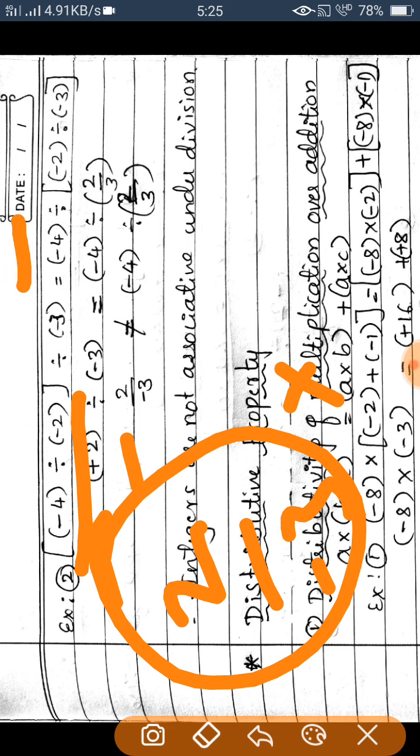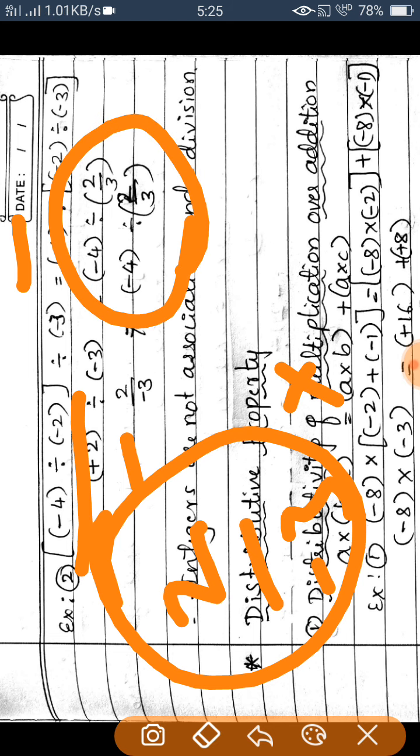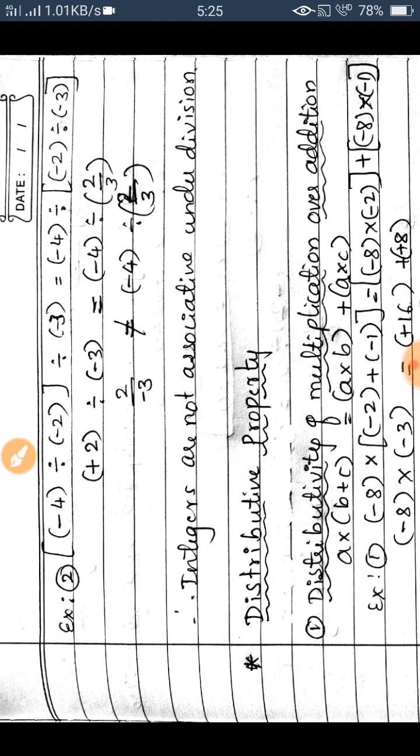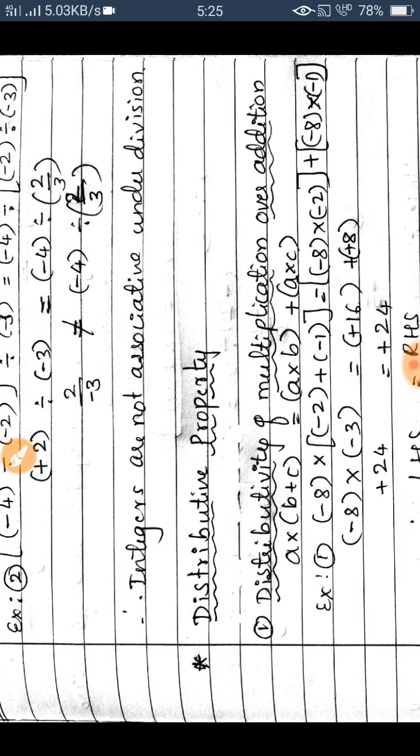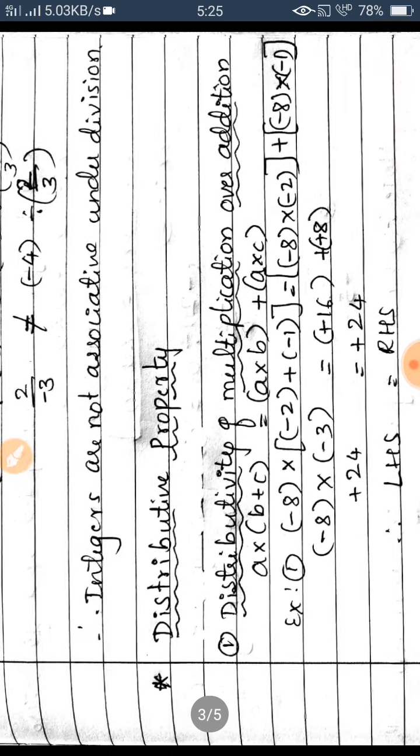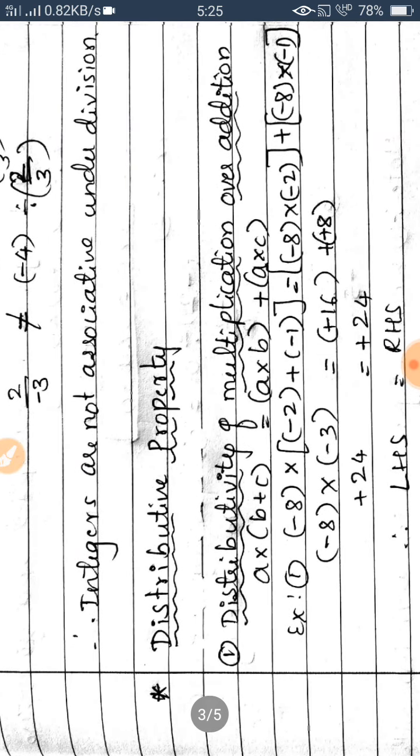Here we are grouping 2 by 3. Again it is not an integer. So the integers are not associative under division. If associative is not true, and commutative is not true, it means associative is also not true; they are related to each other.